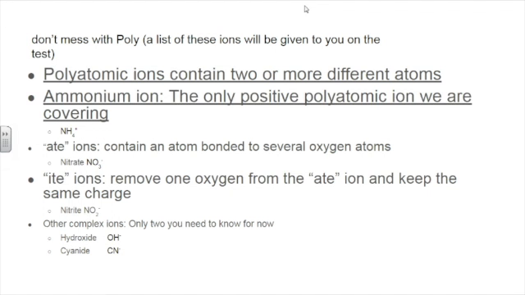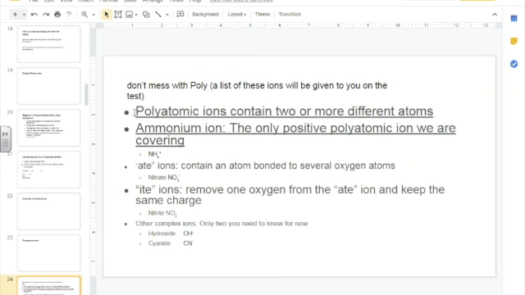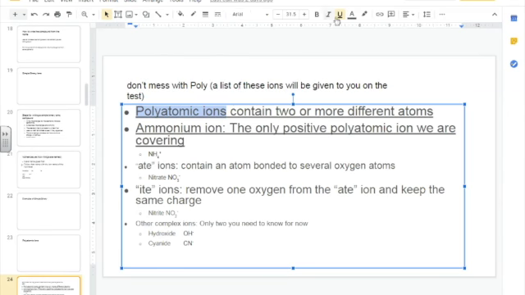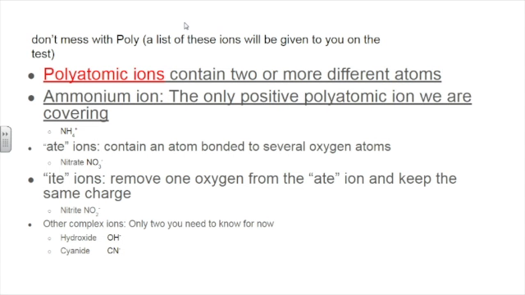So polyatomic ions contain two or more different atoms. You need to underline and/or highlight polyatomic ions. Ammonium ion is the only positive polyatomic ion we are covering this year. You'll notice if you look at a polyatomic list, some of them end in ate and some of them end in ite, and that has to do with how many oxygens are there and what the charges are.